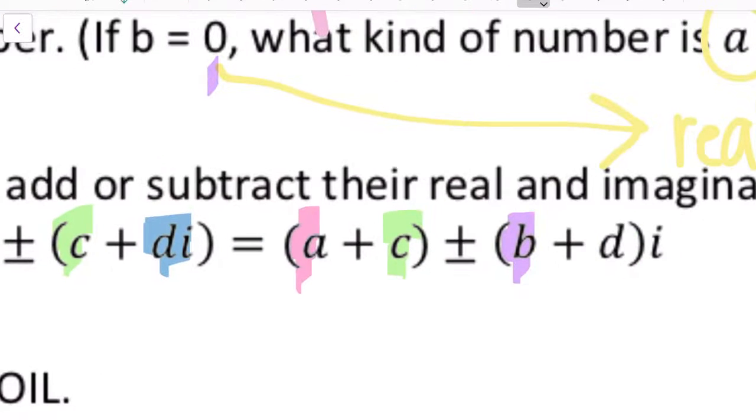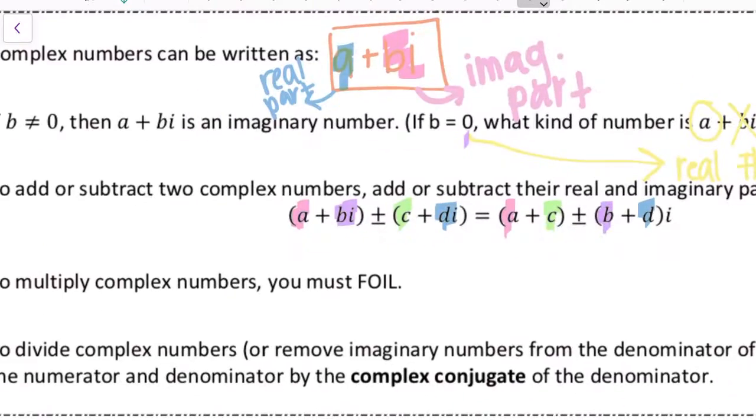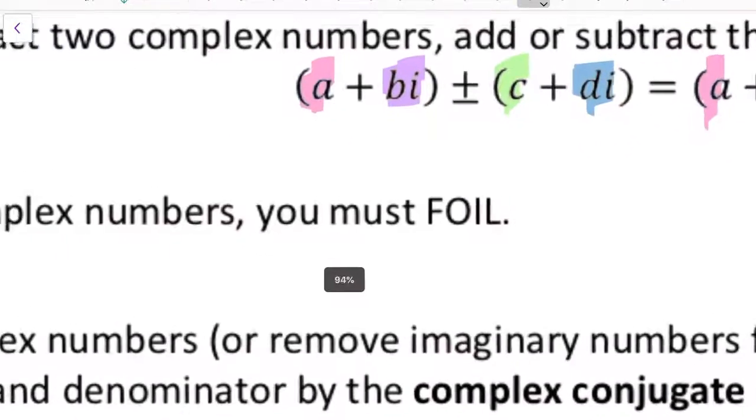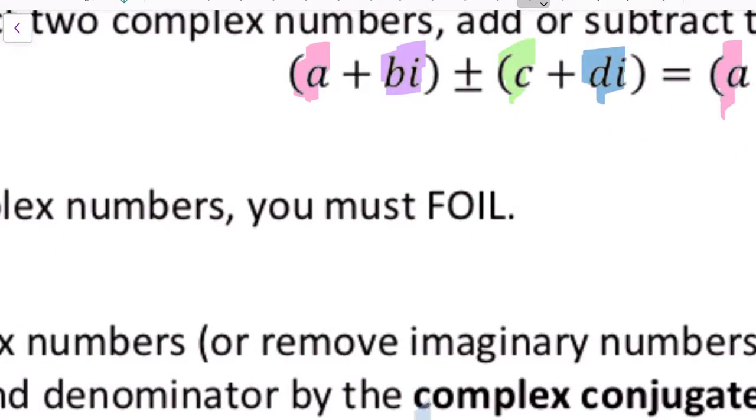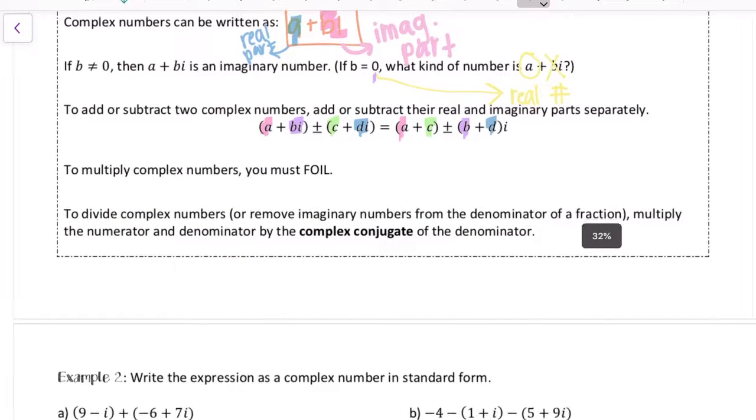Now when we multiply complex numbers, we FOIL. To divide complex numbers, or to remove imaginary numbers from our denominator, just like radicals, we cannot have imaginary numbers in our denominator.